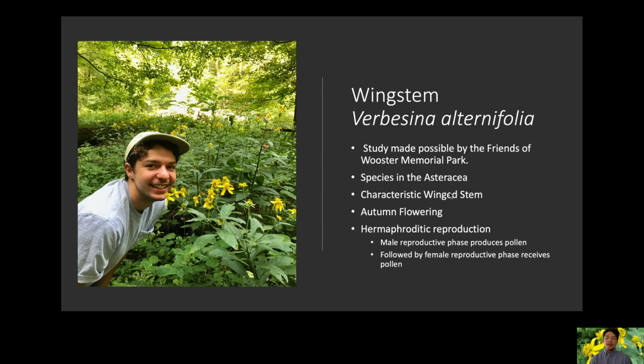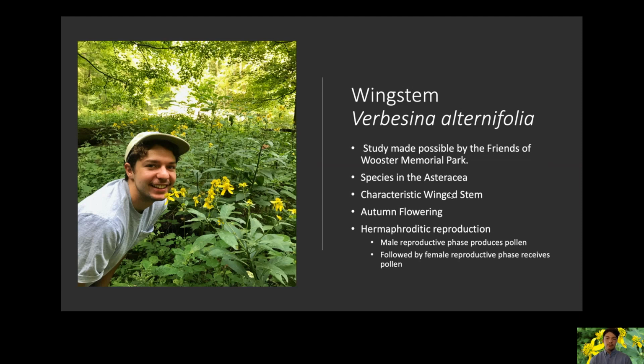An important thing to note is that wingstem reproduces hermaphroditically. This essentially means, in the case of this flower, that it goes through a male reproductive phase first, where it produces pollen, followed by a female reproductive phase where it receives the pollen and fertilizes its seeds.